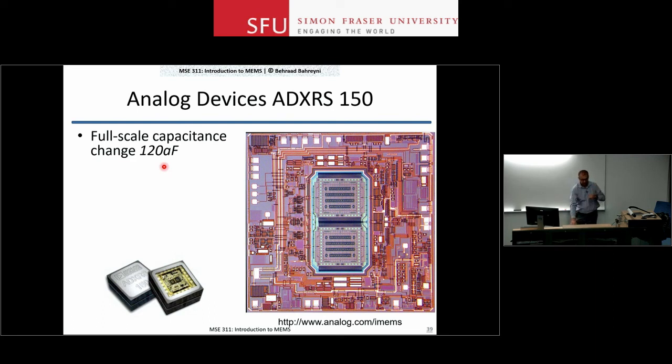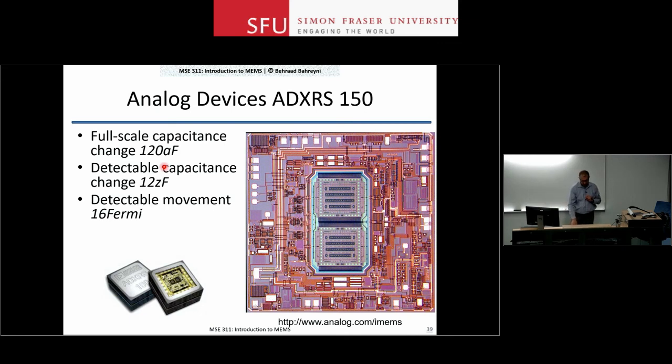But that's full scale. The detectable capacitance change is 12 zeptofarads. Zepto is 10 to the minus 21. So now, if you put one electron on a capacitor that size, you will produce a 10 volt voltage difference between the two electrodes of that capacitor.